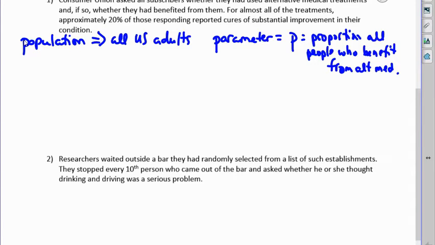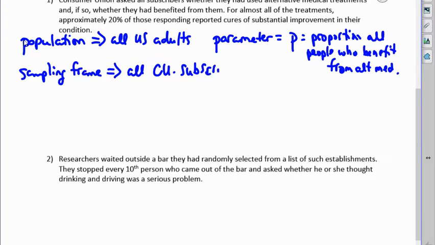So their frame, their sampling frame, is the people who are available for them to ask. And so that is basically all the Consumer Union subscribers. Those are the people who are actually available for them to ask. And what did they do? They sent it out, and their sample are the people who responded.